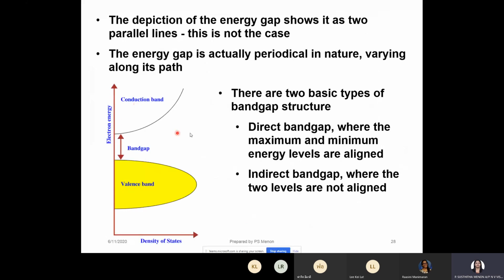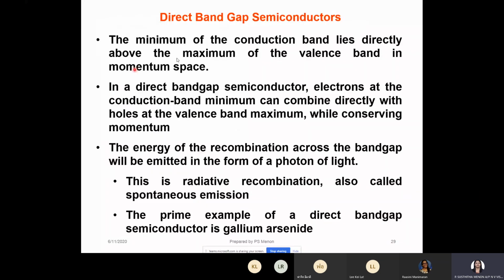So actually it's not a parallel line like just now, it is actually periodical. So the energy differs along the density of states. And there are two types of band gap. One is what we call the direct band gap, and the other one is an indirect band gap, where the minimum of the conduction band is not aligned to the maximum of the valence band. Okay, so direct band gap semiconductors, so the minimum and the maximum are directly above each other.